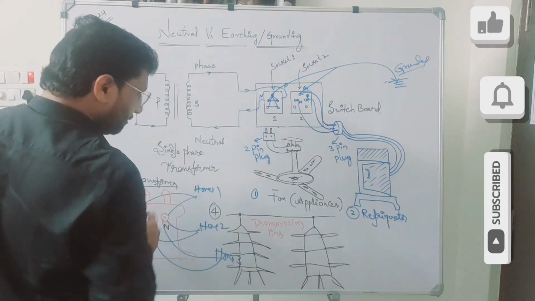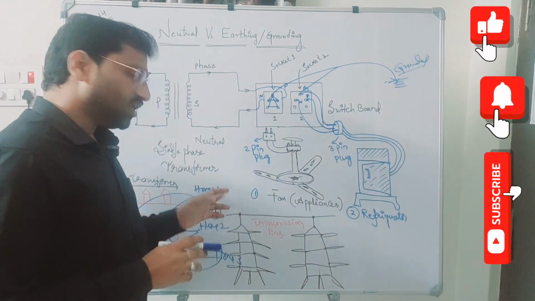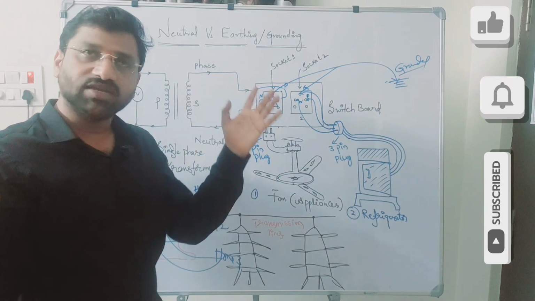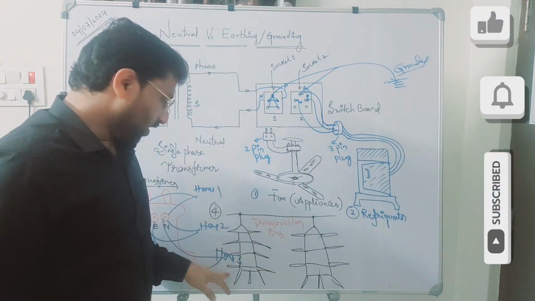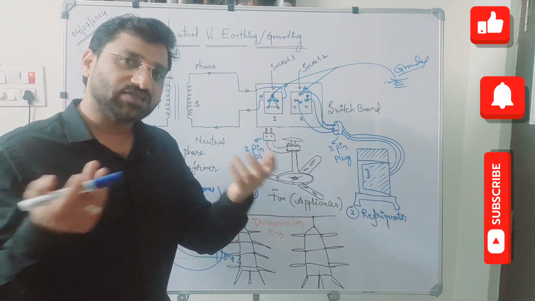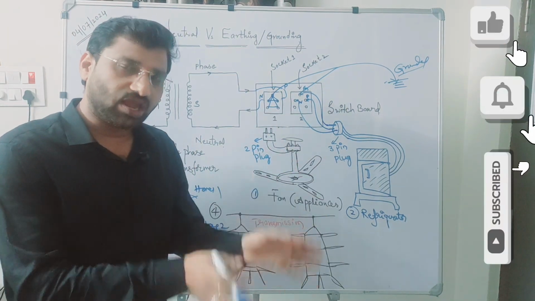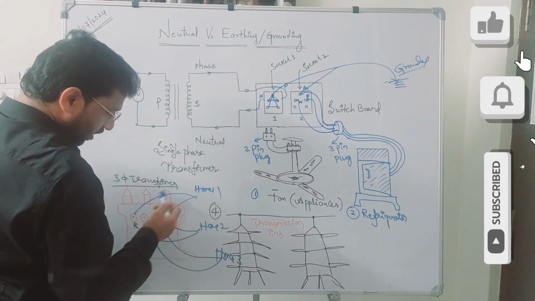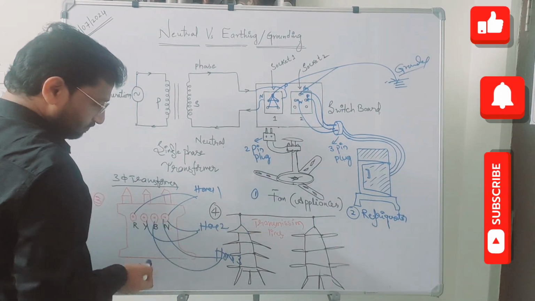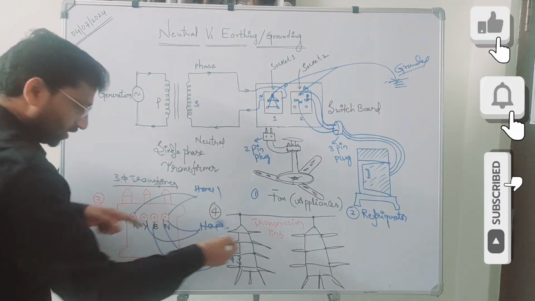Now, the loads are different, because in home 1, all lights, all fans and all appliances are on. In home 2, only 50% are on. In home 3, no appliances are on, because they are vacant. They are not at home. Now what happens? The lines are carrying different currents, and obviously the return path is given by the neutral.